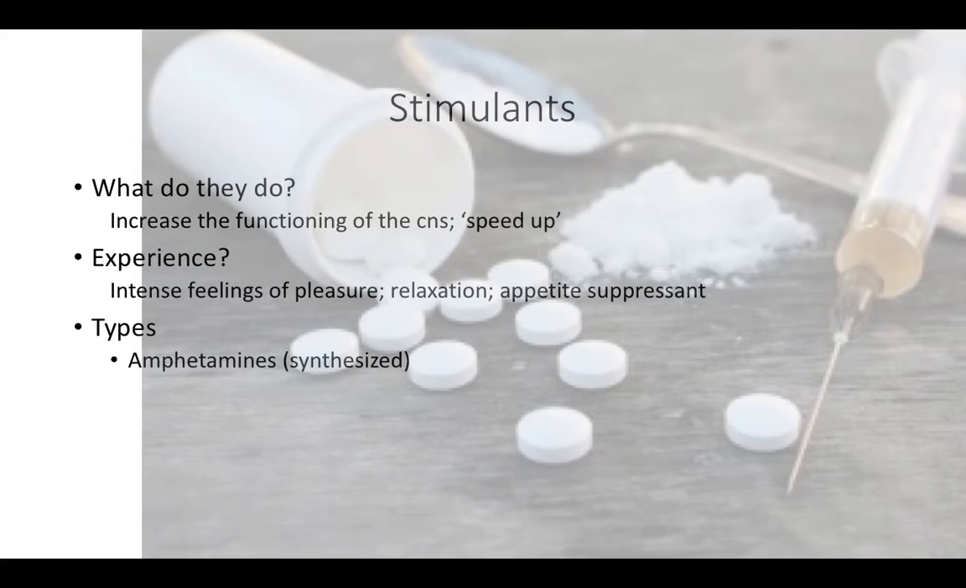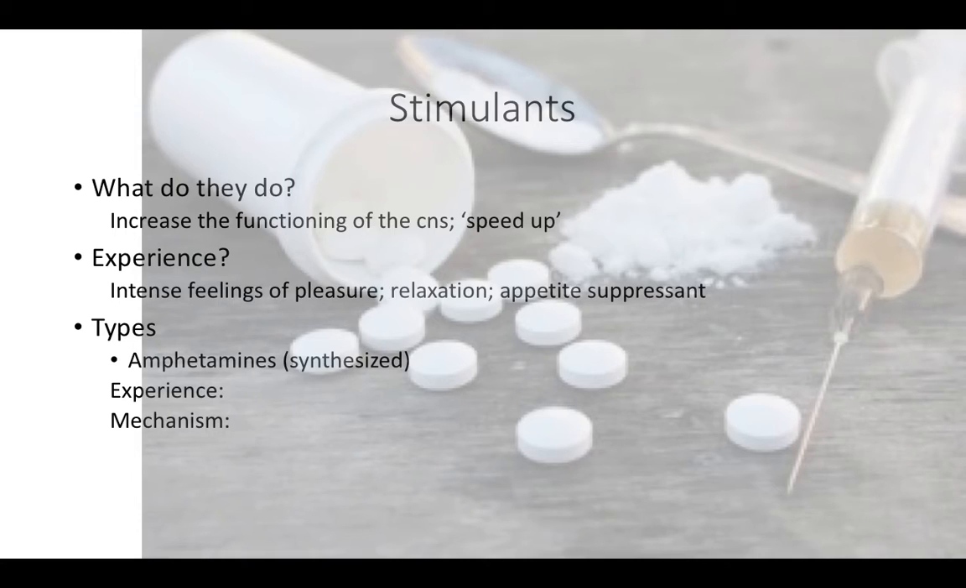There are a number of types of stimulants. One would be amphetamines, which are synthesized, and the kind of cousin of amphetamines, methamphetamine. The experience for people taking amphetamines is similar to the general idea of intense pleasure, relaxation, appetite suppressant. But what they do is they give you a feeling of great energy, not because they give you energy, but you just use up the energy you have more quickly, and then you crash. They can sometimes be prescribed as appetite suppressants to treat obesity.